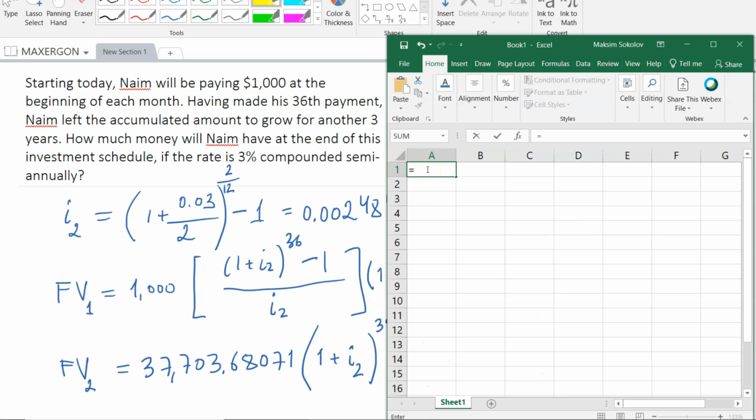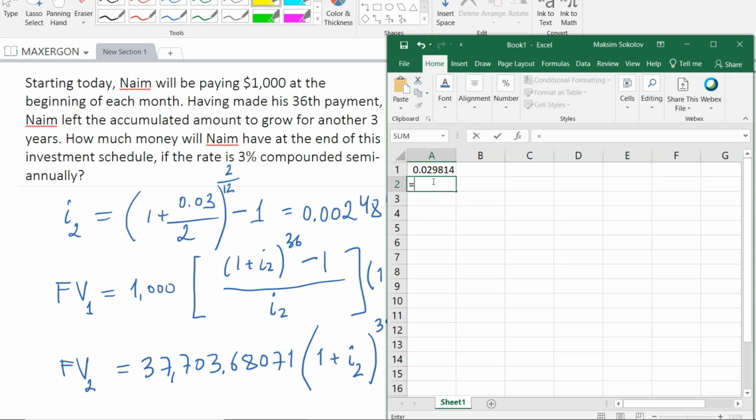In Excel, we'll start with conversion of the rate. This is the function nominal, which refers to the function for effective rate. So the nominal rate, which we know is 3%, compounded semi-annually, and we need the rate which is going to be compounded monthly. Thus, we found nominal rate compounded monthly, which is equivalent to 3% compounded semi-annually.